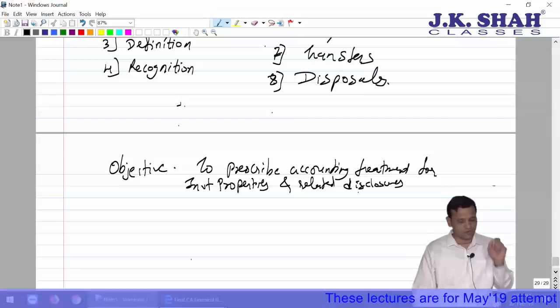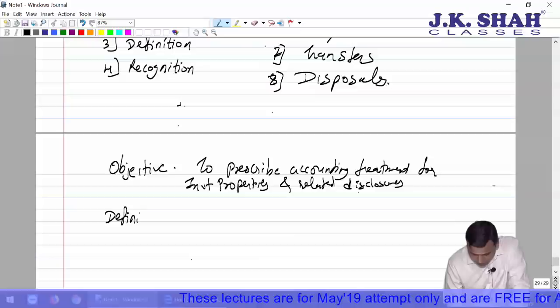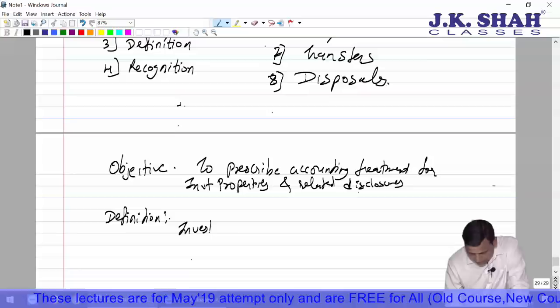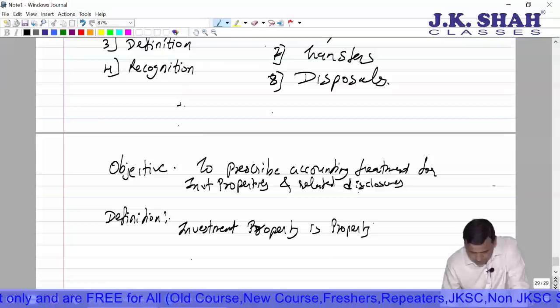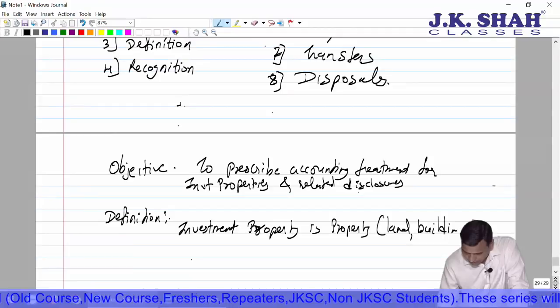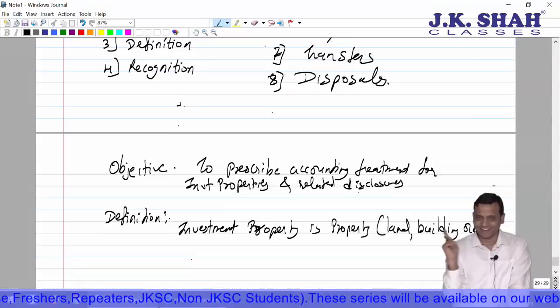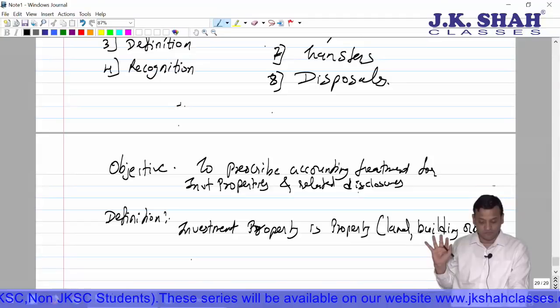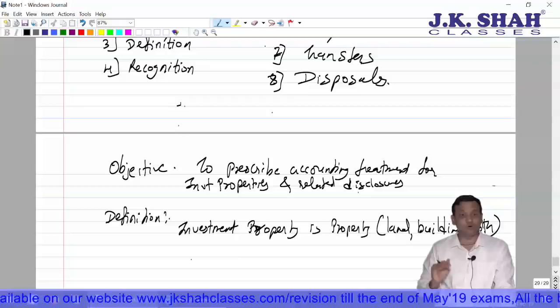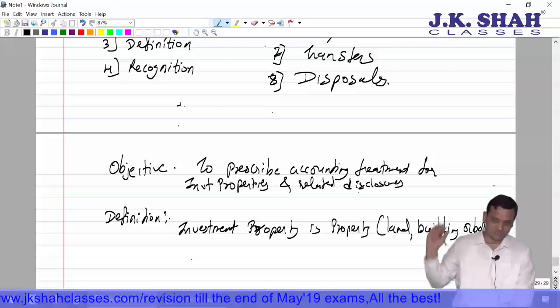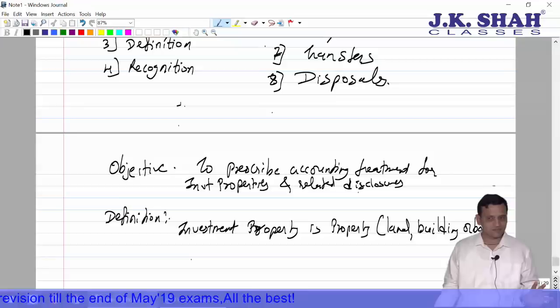Yeah. So, I'll just define what you mean by investment property. Investment property is property that is land, building, or both. Now, if you look properly, I have just drawn a boundary. Investment property is a property which is nothing but land, building, or both. Means if I am holding some cranes, that is not my investment property. Though I may give the cranes on rental basis, or I am holding furniture and may give furniture on rental basis, that is not investment property.